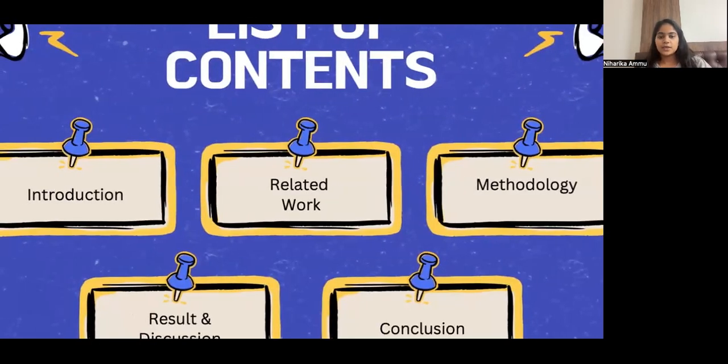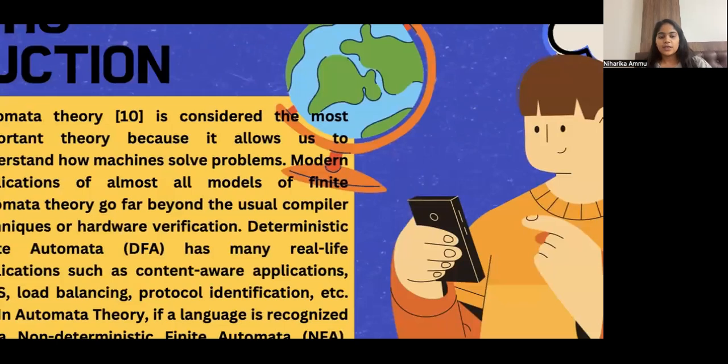The list of contents are introduction, related work, methodology, results and discussions, and the last part is conclusion. First of all, the introduction.